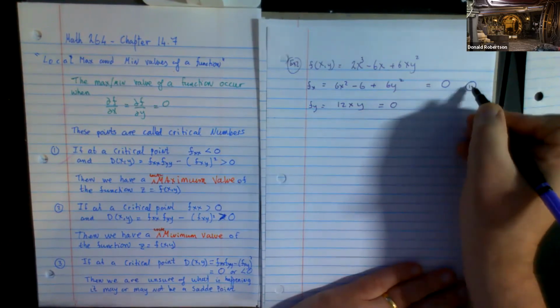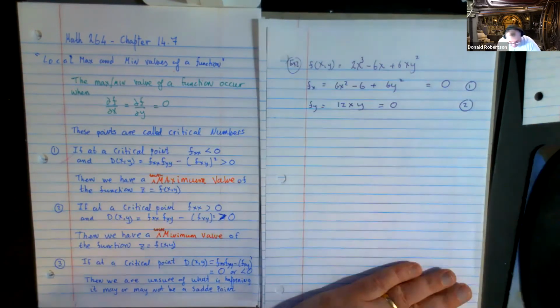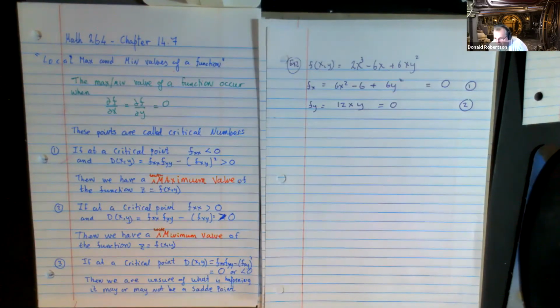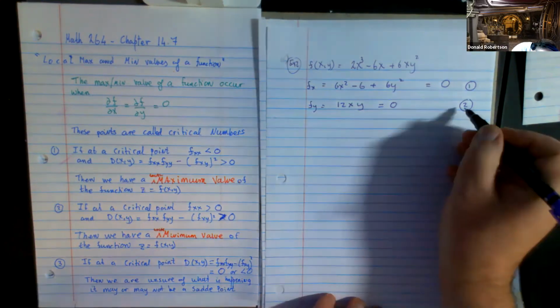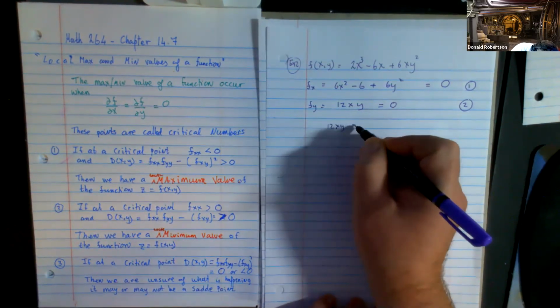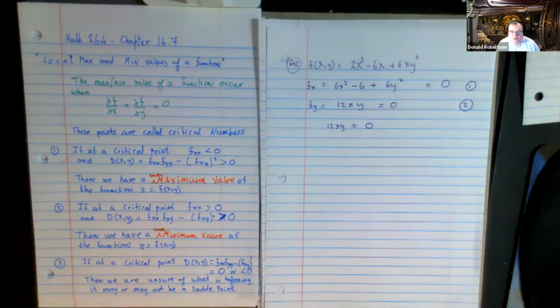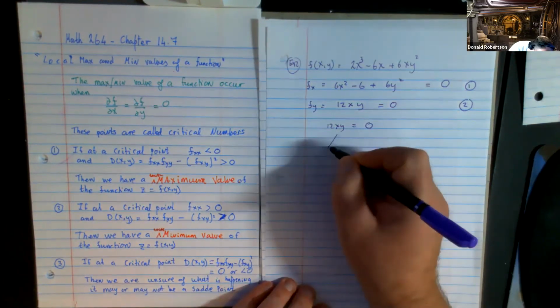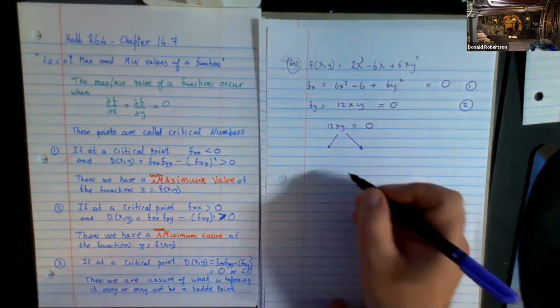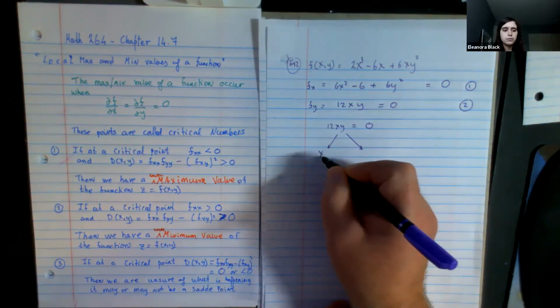So I'm going to call this equation 1 and this equation 2. And remember that both of these have to be true at the same time, and that is going to help us. I'm going to focus on equation 2. If someone says to you, what are the possible solutions to that equation? Would you agree they're quite limited? What are the two possible solutions of 12xy equals 0? x equals 0 and y equals 0.